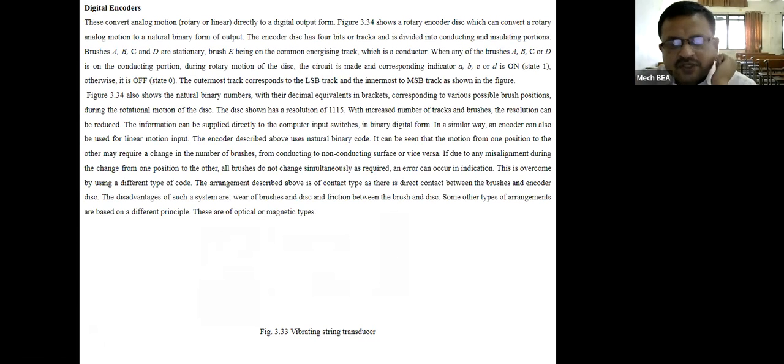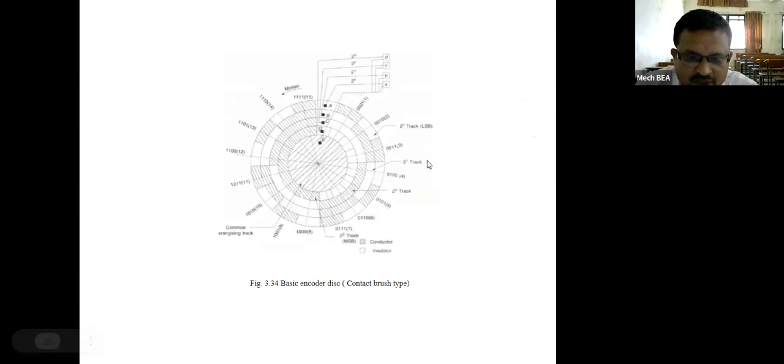Next is digital encoders. These convert analog motion, that is rotary or linear, directly to a digital output form. Figure shows a rotary encoder disc. This is the rotary encoder disc. See that it has a number of circles, and those circles are divided into light and dark portions by using different sectors or different angles. A, B, C, D, E.